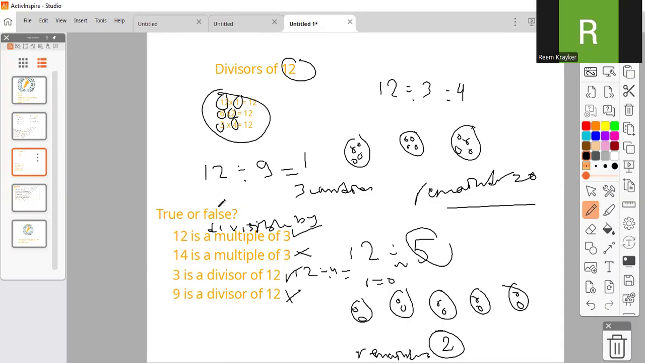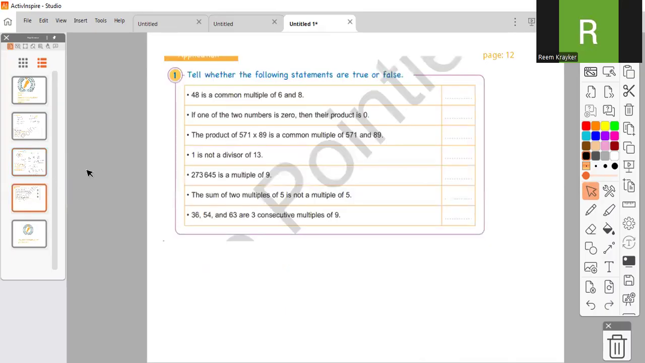This is wrong. Now, let's go together to page 12 and try to do this exercise, which is true or false. Tell whether the following statements are true or false. 48 is a common multiple of 6 and 8.